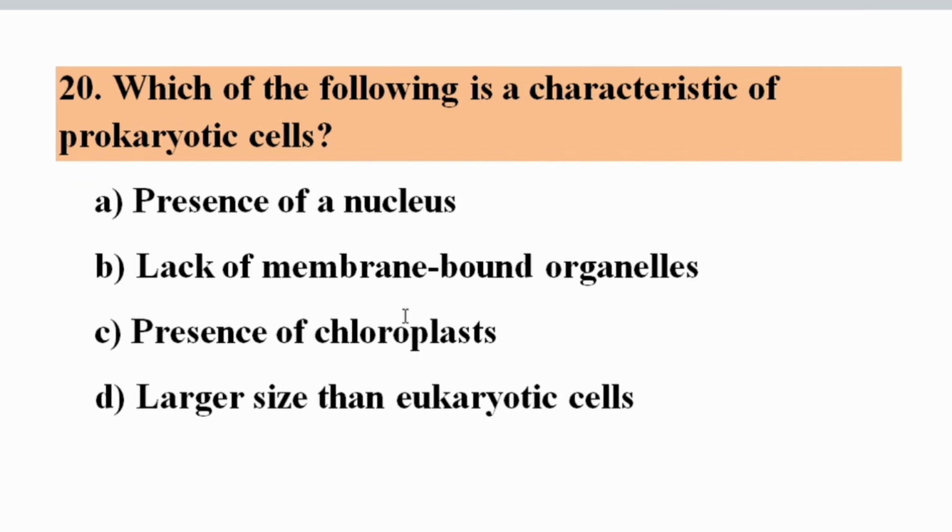Which of the following is a characteristic of prokaryotic cells? The right option is beta. Lack of membrane-bound organelles.